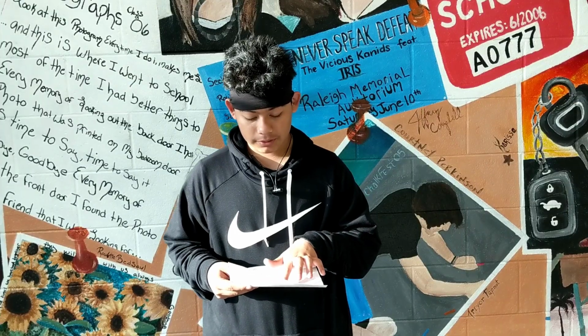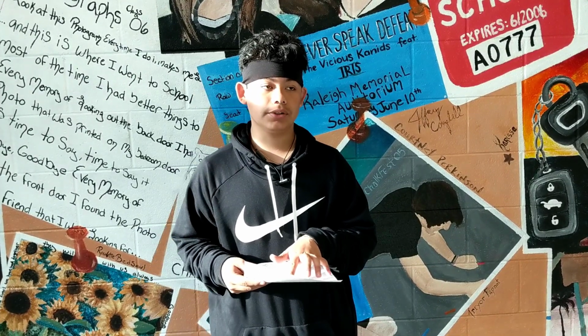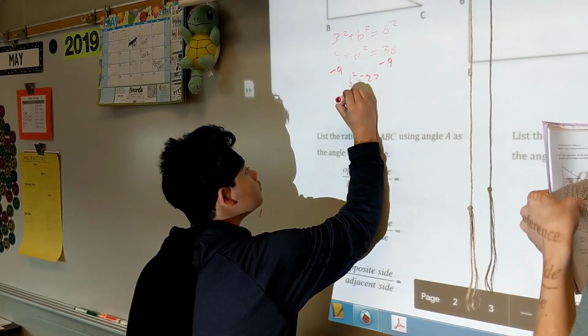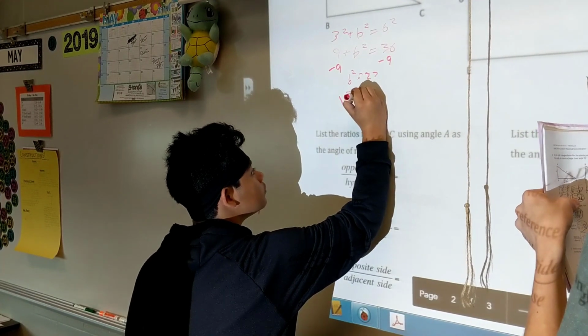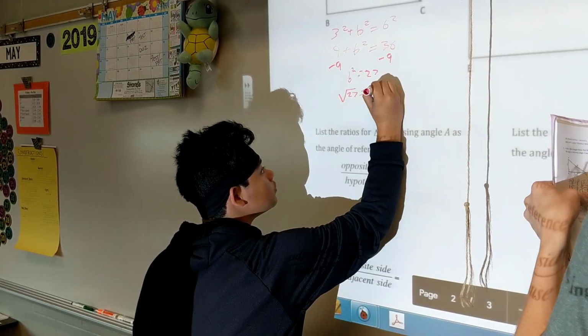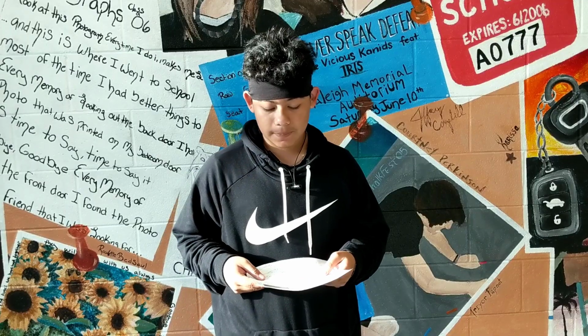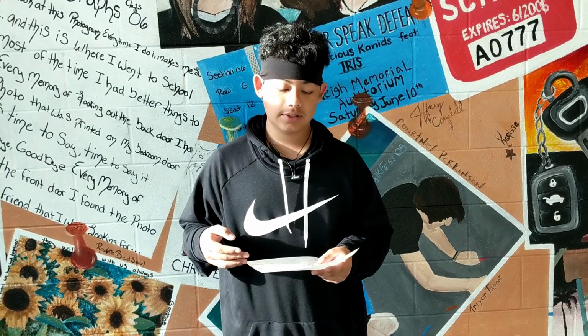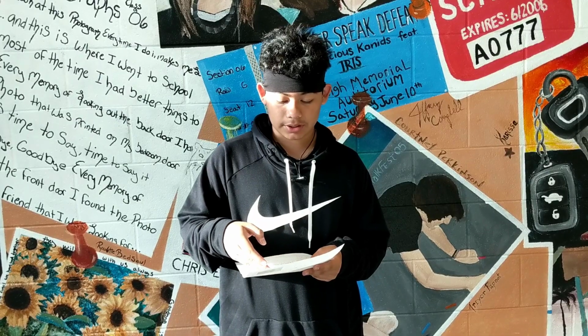For the first one, we already had angle 12, which was 110 degrees. So we just went from there, finding vertical angles and linear pairs to find all the other angles. And we would also have this triangle, so we would have to make it equal 180 degrees, and we would find all the other angles around it. That wasn't the only part.